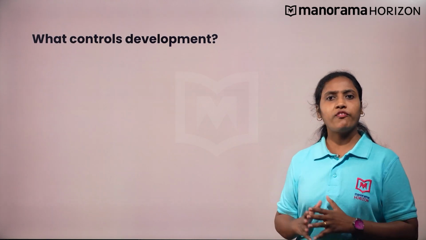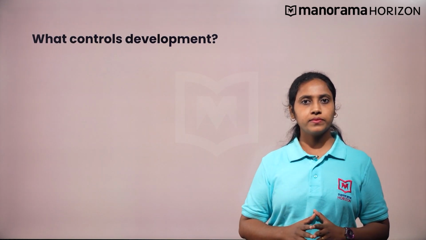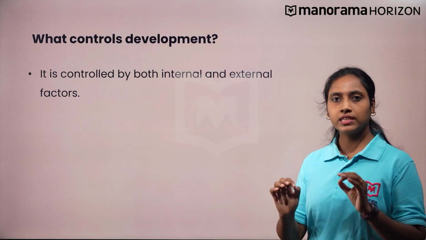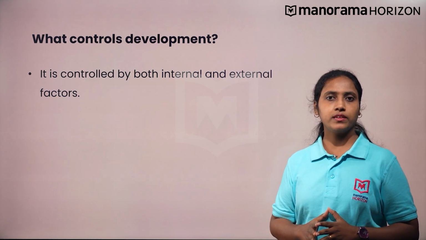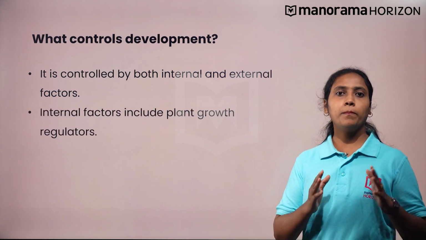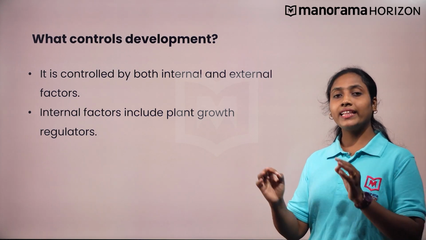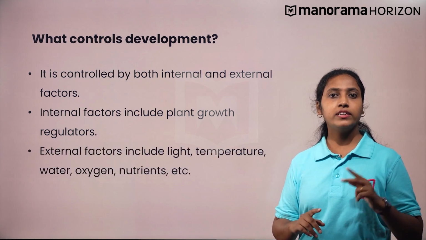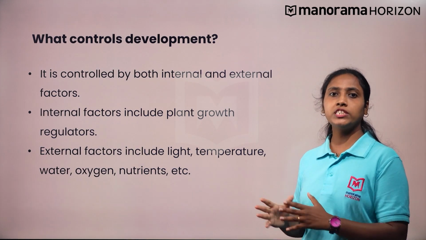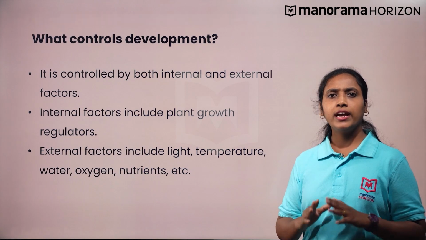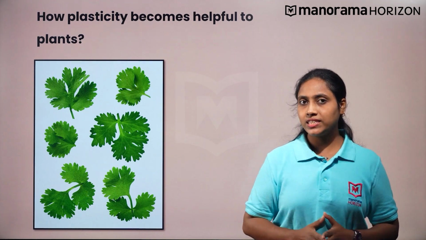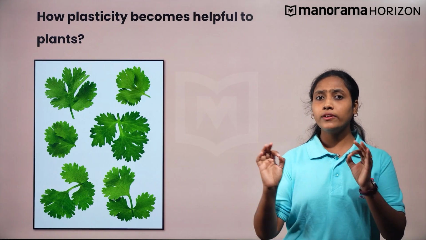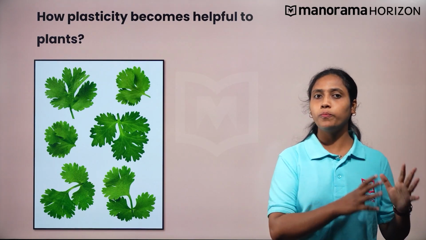Now, what are the factors that control development? Development in plants is controlled by both external and internal factors. The internal factors include plant growth regulators, and the external factors such as light, temperature, water, oxygen, nutrition, etc. have already been discussed. We learned about plasticity in this session. Find out how plasticity becomes helpful to plants. Let's summarize what we have learned.